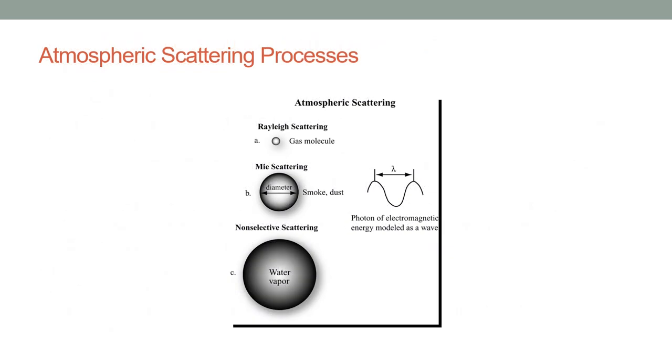As the light moves through the atmosphere, it goes through several scattering processes. The most significant of these is the Rayleigh scattering that happens off of gas molecules. And as we will come to see, Rayleigh scattering is inversely dependent on the fourth power of the wavelength. In other words, the shorter the wavelength, the more the Rayleigh scattering, and therefore blue light scatters more than other lights in the visible spectrum. Mie scattering is scattering that happens off of smoke and dust, and then non-selective scattering is what happens off of water vapor.